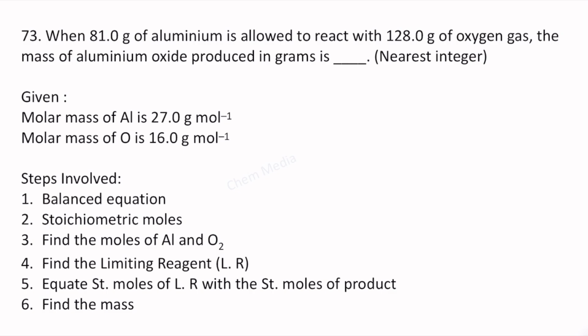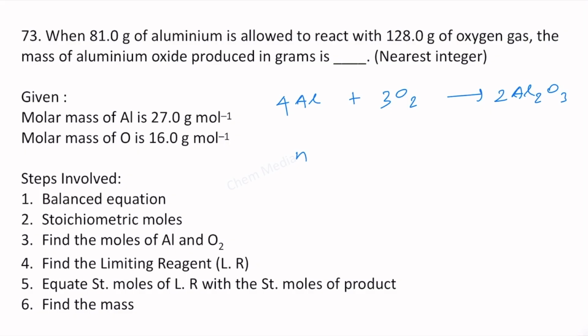So, let us first write the balanced equation. We have aluminum reacting with O2, and this will give Al2O3. To balance the equation, we put 3 here. Now we have 6 oxygen atoms. So, that means we need to put 2 here. Now we have 4 aluminum atoms. Therefore, we need to put 4 here. Now the equation is balanced.